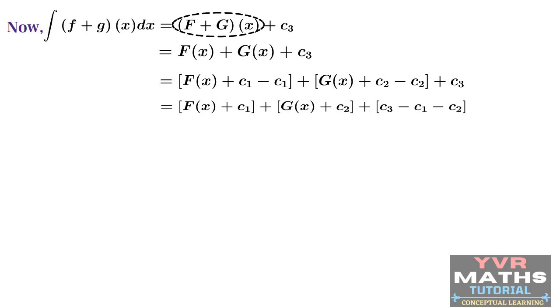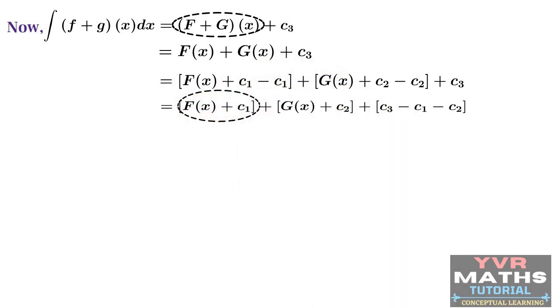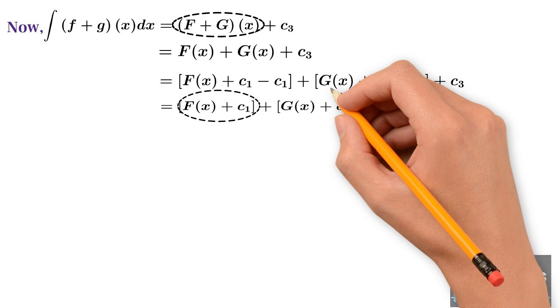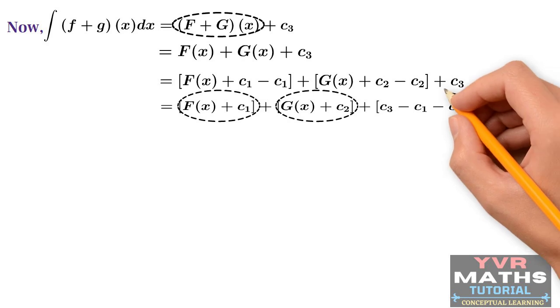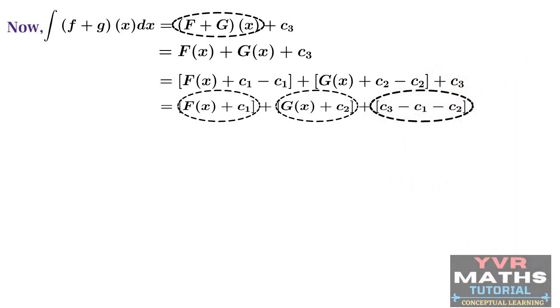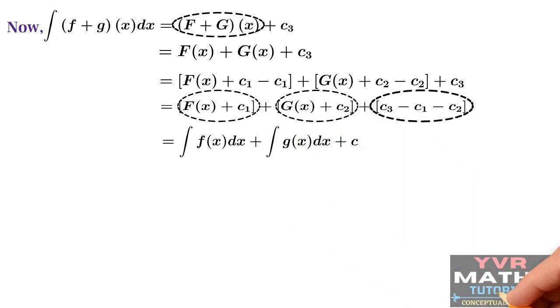From equation 1, this can be written as integral of f of x with respect to x. From equation 2, this can be written as integral of g of x dx plus this total constant I am considering as c, where c is c3 minus c1 minus c2. So this is the third property. What is the third property? The integral of the sum of two functions is equal to the sum of their integrals.